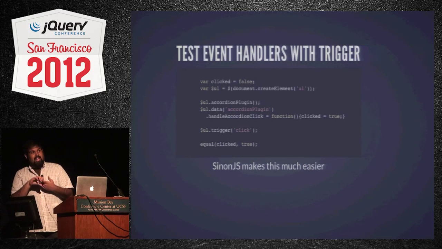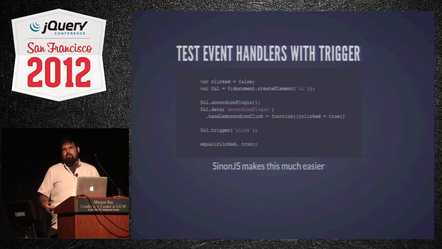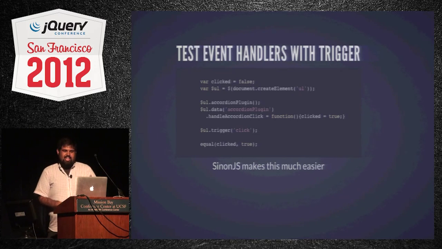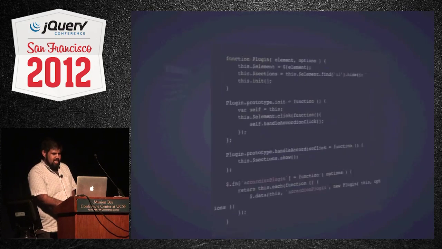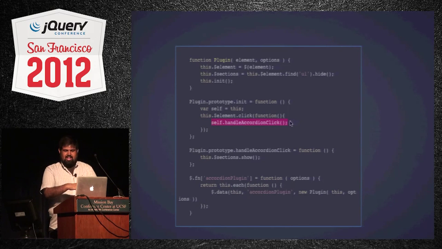I create a plugin, I create an object that the plugin is instantiated on, then I click or fire an event, and then make sure that what I expect to happen when the event happens actually does happen. In this case, making sure handle accordion click is called. So the pattern here that we need to learn is this: traditionally, this init function, when I actually add the click handler, could be written very differently.